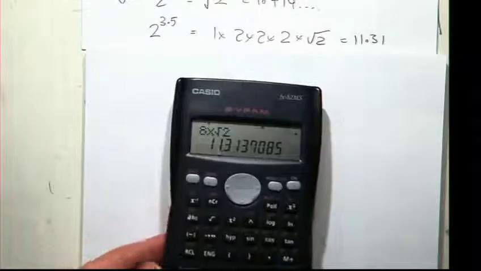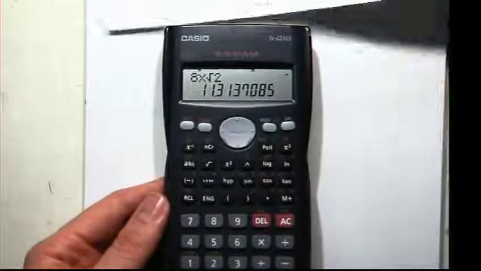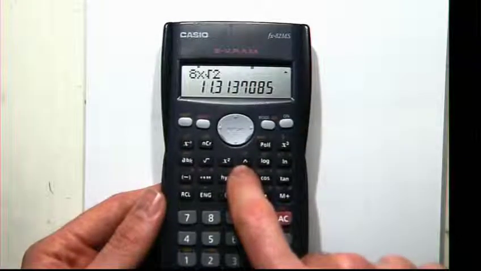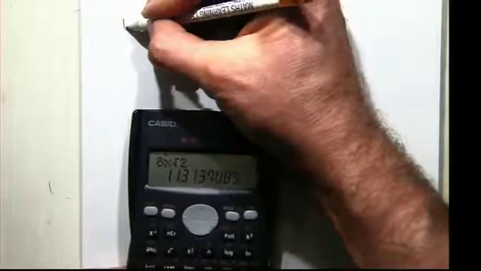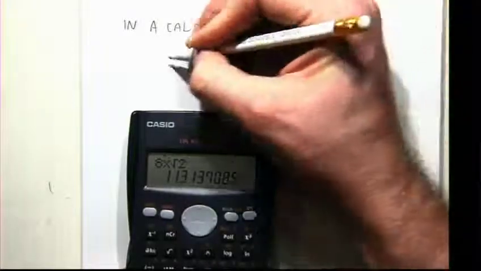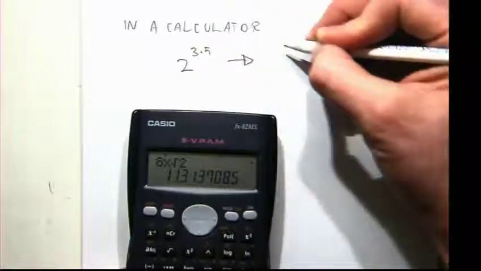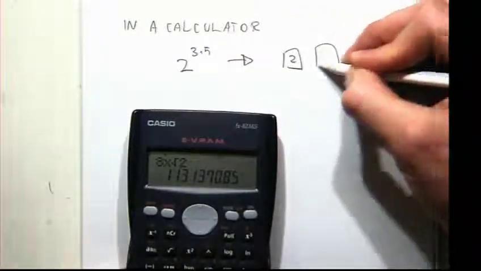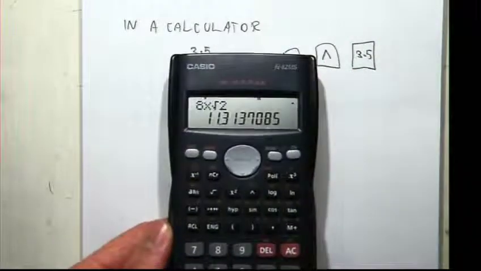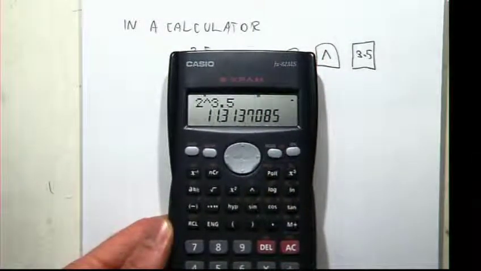Now I just want to point out how to do powers on a calculator while I'm at it. Some calculators have a button like this, which looks like a caret sign. If I wanted to do 2 to the power of 3.5, in my calculator I would do my number 2, the caret button, and 3.5. Cool, it comes out to the same answer, I've done it right.